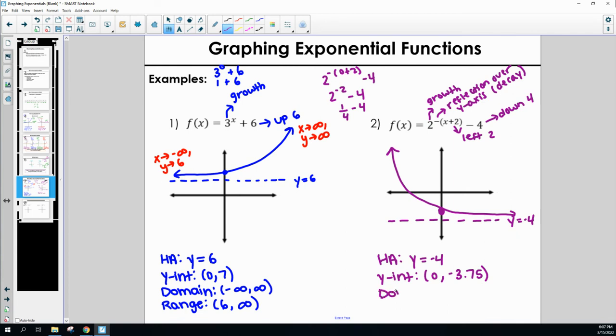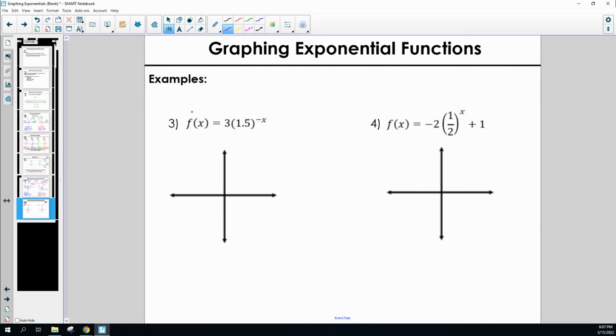Okay, and then domain, again, will be all real numbers, meaning negative infinity to infinity. And our range will be negative 4 to infinity. I'm not going to fill in the end behavior, but you can figure out what that one is.